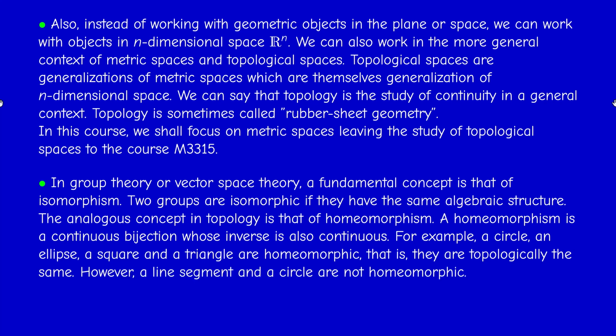However, as we shall see in chapter 2, a line segment and the circle are not homeomorphic. We cannot transform one into the other. Intuitively, we can bend a line segment to form a circle, but if you want to go back, we have to break the circle. So there is no homeomorphism between the two. So they are topologically distinct.